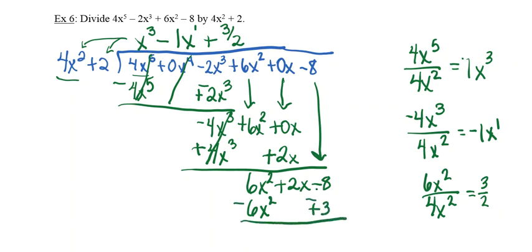I'm subtracting. So I have 2, this is gone. I have 2x minus nothing, so it's still 2x. Negative 8 and negative 3 is negative 11. So now what's happening on this one is I actually have what's called a remainder. I can't take 4x squared into 2x because the exponent on this x is lower than the one I'm dividing by. So I'm done. So this is my remainder.